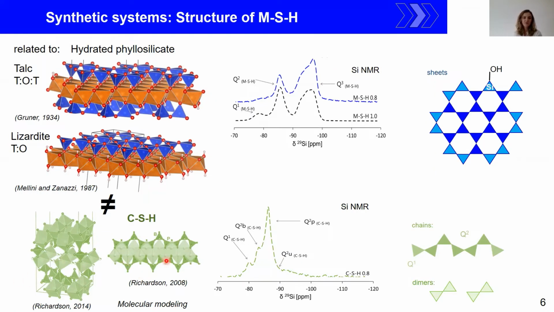Here I have put some structure, and also simplified structure. You can see that we have chains of dimers when we are talking about CSH, and we have mainly Q2 or Q1. So you see we have really different structures, so different phases.